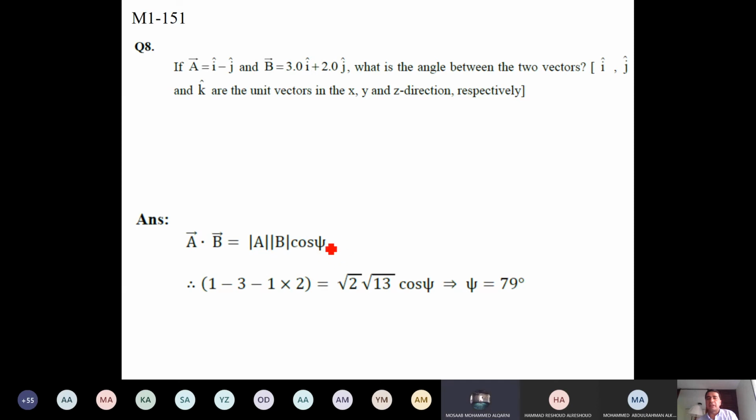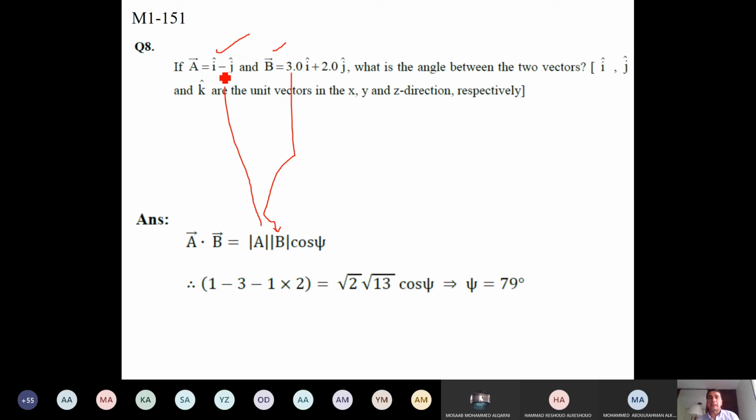So the aim is to determine this theta, but before that, I need to look for the magnitude of this. This is the X component squared plus the Y component squared, so this is definitely the square root of 2. And here again, I also need to determine the magnitude for B. So once I determine the magnitude for A and the magnitude for B, I put them here, and then I'm left with the dot product.